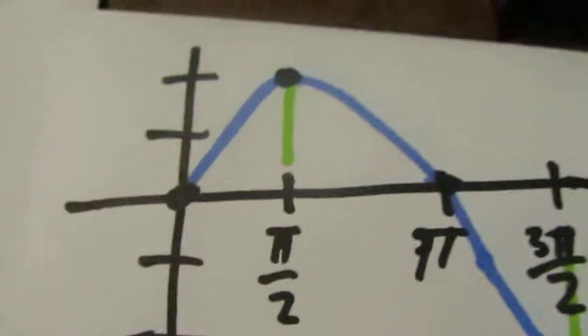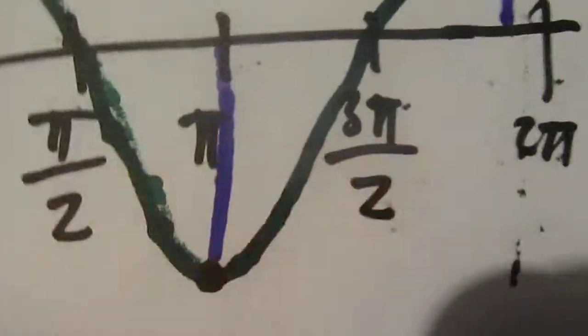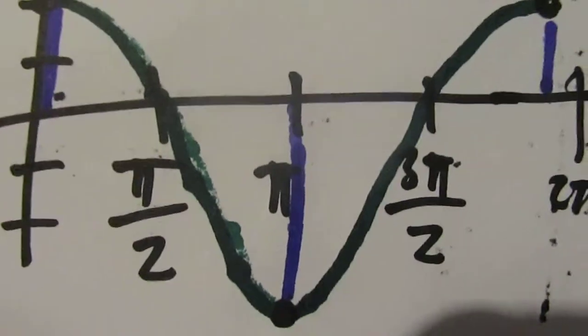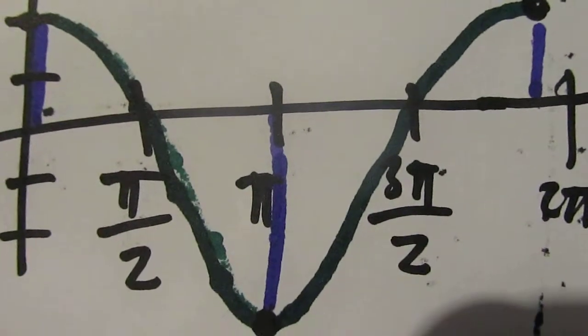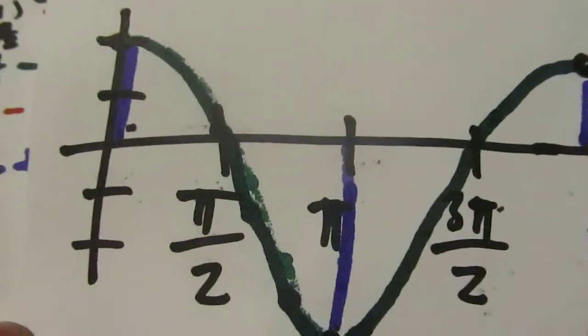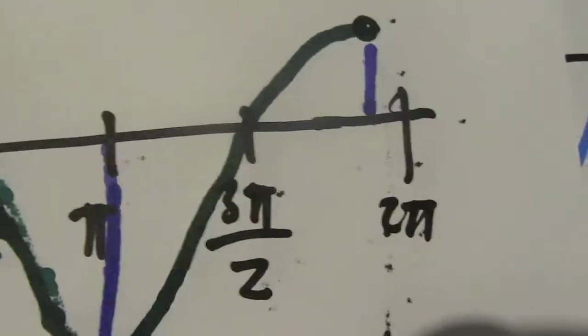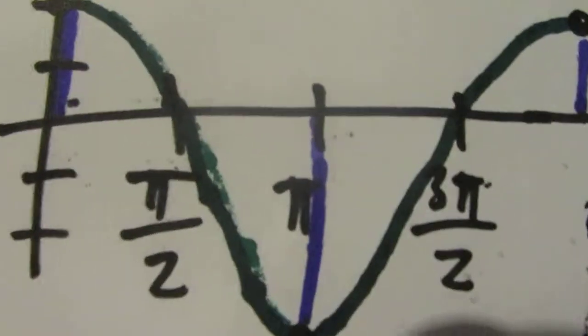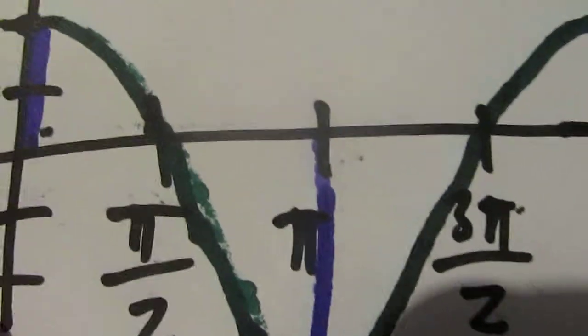Now, our second is our cosine. Our cosine graph would look like this, and it has asymptotes right here, here, and here. And these are located at 0, pi, and 2 pi. So, now how does that relate to the unit circle?